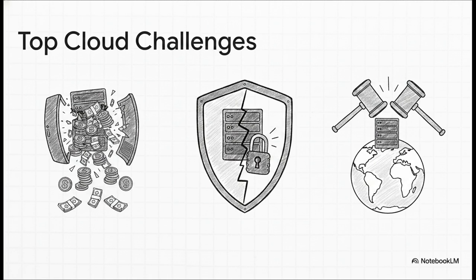Second is security and privacy. The cloud operates on what's called a shared responsibility model. The provider secures the physical hardware in the building, but the customer, you, must secure your own data and access identities. Misconfigurations on the user side lead to massive breaches.